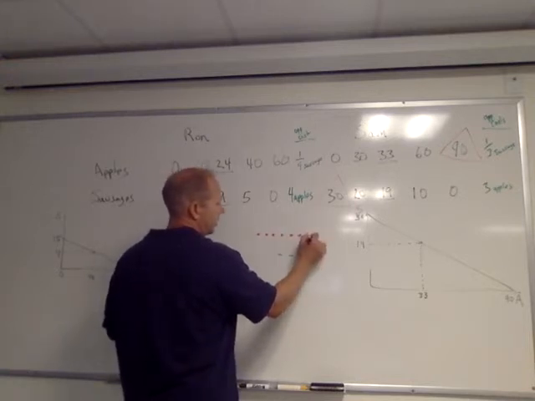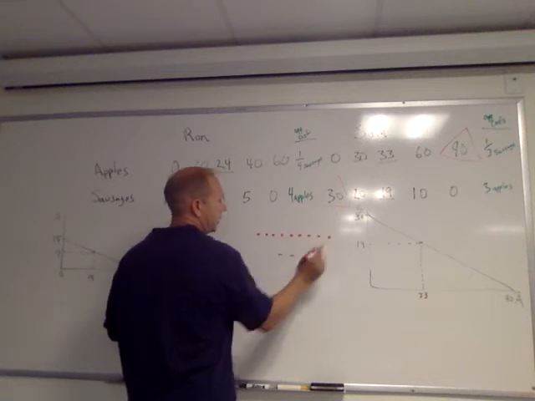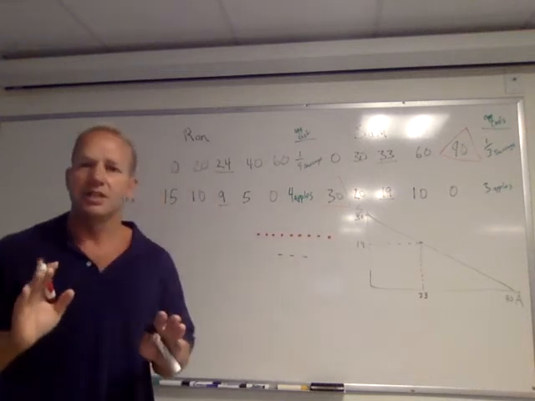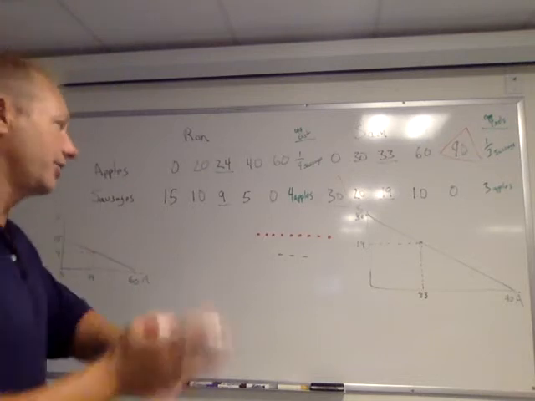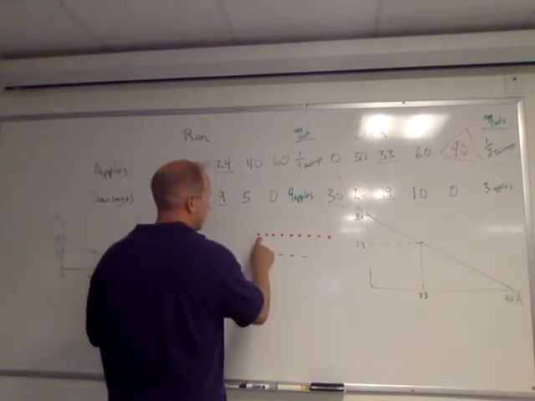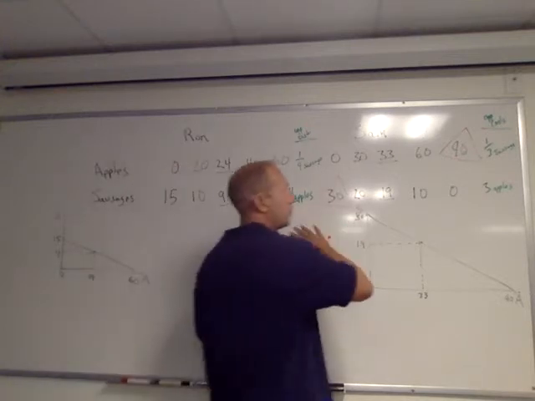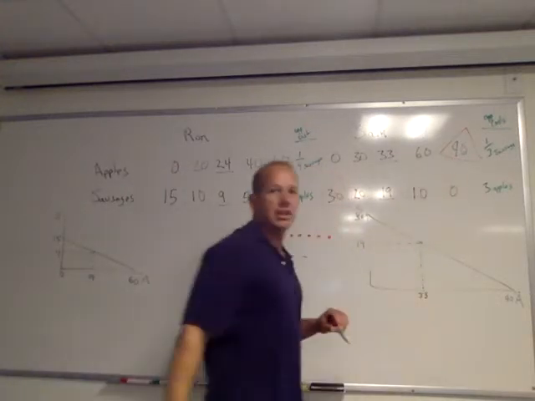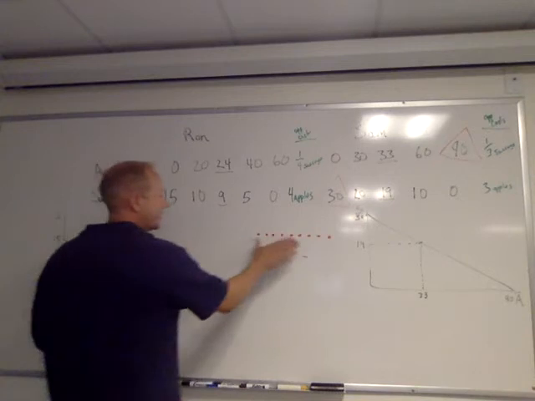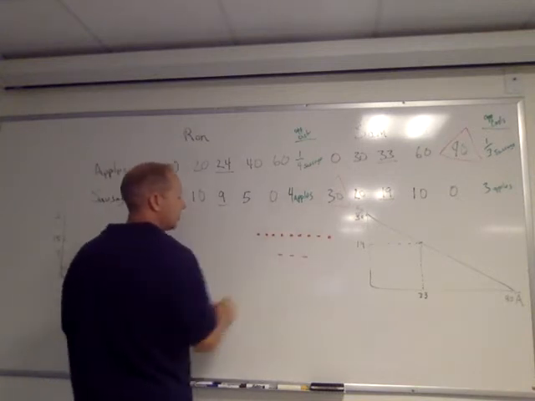3, 6, 9. Now, if you're going to do this exercise, you do need to make sure you count correctly, because if you miscount, you're all messed up. So check and recheck. 3, 6, 9. So there are my 9 apples. Each one represents 10 apples that he can produce. So he can produce 90 apples or 30 sausages.